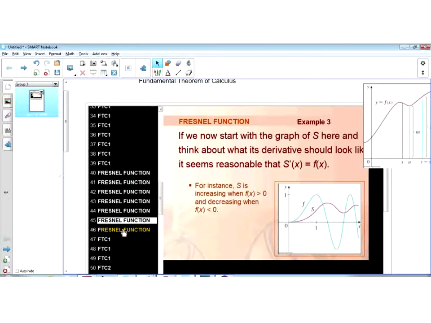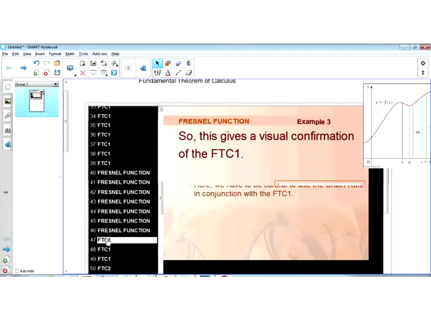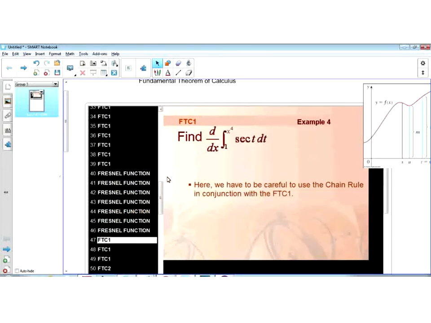So that's all right. No big deal here. Okay, so we have visual confirmation. All right, so that's a bit complicated.